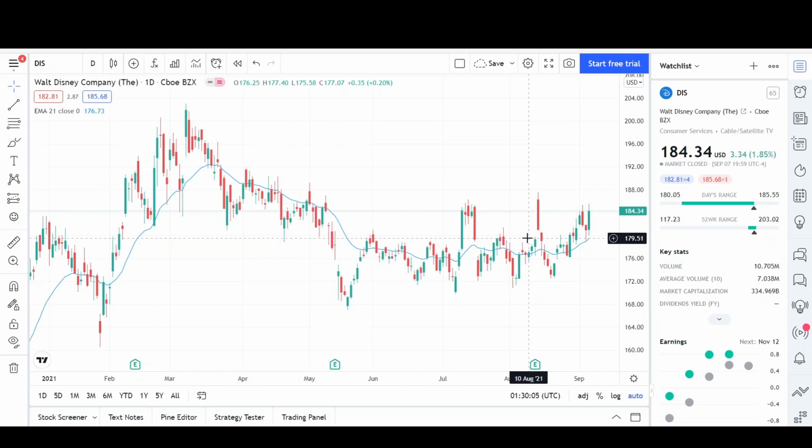What's up, traders? This is Vee Trades, and today I'll be doing a technical analysis breakdown for Disney with the ticker symbol DIS. The last time I looked at this company was back on July 13th, so it has been almost 2 months. Please read the description below if you would like to see the services I provide.